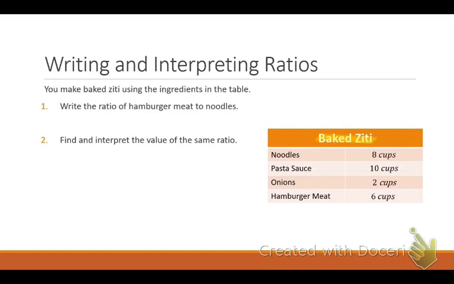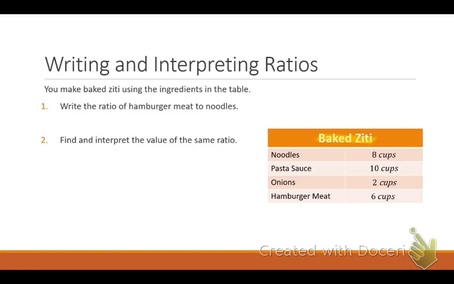All right, so go ahead and write your ratio and then find the value of that ratio. What is the value of the ratio and what does that mean? So that's the interpretation part. Let's go ahead and work through it. You don't necessarily need to write the table down. Don't copy the table. That's going to take too long. But answer numbers 1 and 2. Work together to answer those two questions.